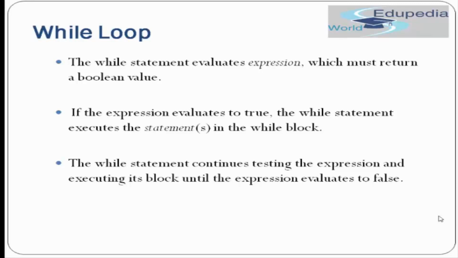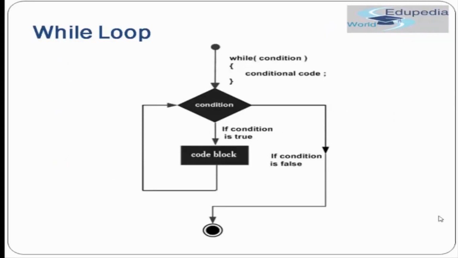Okay, so this is a diagrammatical representation in which you can see we have a while loop and a condition, and then we have conditional code. If the condition is true, a code block is executed, and again the condition is checked. If the condition is false, then it goes outside the loop. So the diagram is similar to the for loop, but there is eventually a difference between the two in terms of syntax and where to use it.